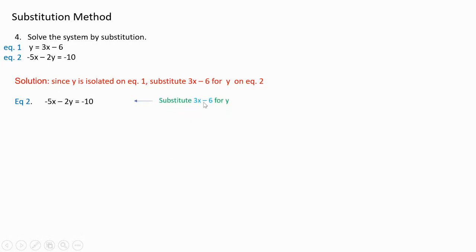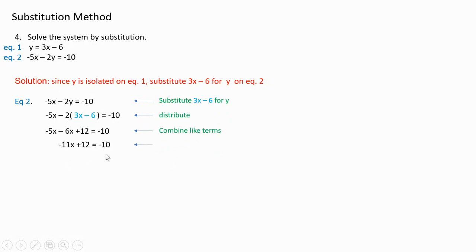Again, it says substitute 3x minus 6, and I put it in different colors so you know what I'm talking about, right? So it's going to be 3x minus 6. We plug it in for y. And then here we do the distributive property. So this becomes negative 5x minus 6x plus 12 equals negative 10. So we combine the like terms. This will give us negative 11x plus 12 equals negative 10.